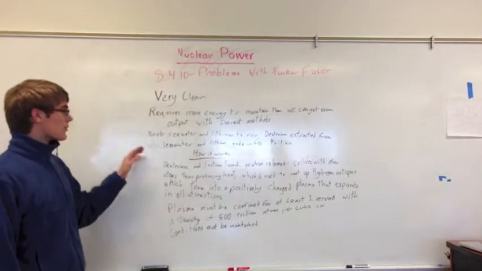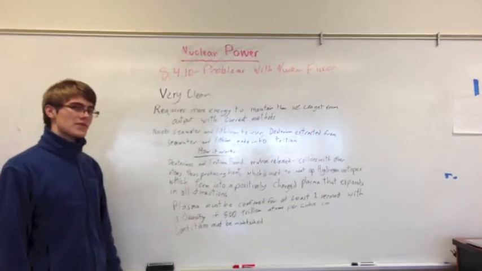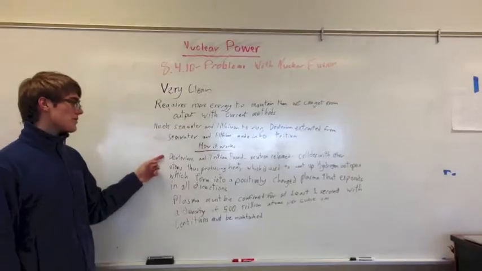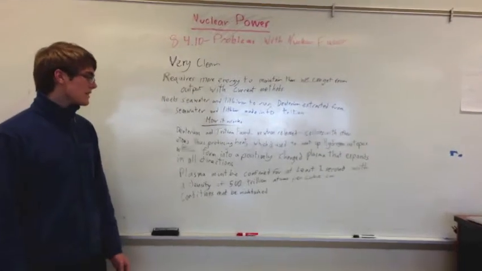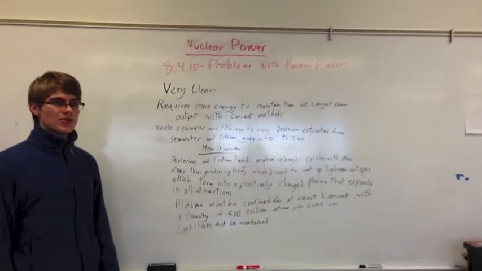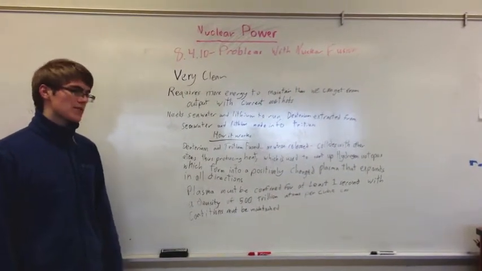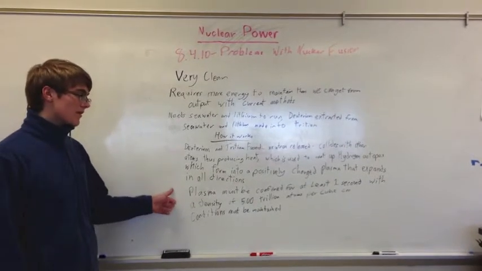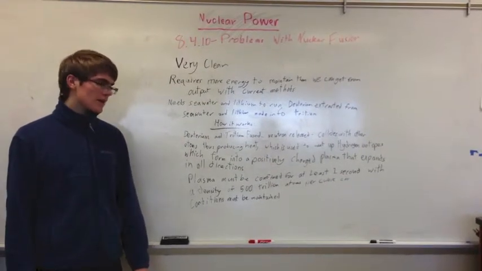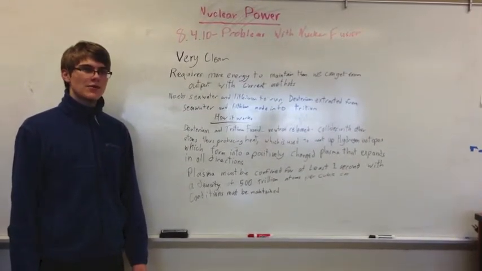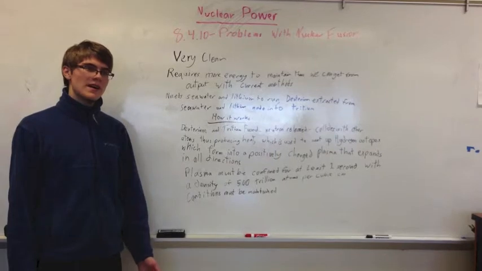To make it work, we need seawater and lithium. Deuterium is extracted from the seawater while lithium is made into tritium. These things are then fused, thus causing a neutron to be released. It collides with other particles to create heat, which is then used to heat up hydrogen isotopes. Those then form into a positively charged plasma that expands in all directions. The plasma must be confined for at least 1 second with a density of 500 trillion atoms per cubic centimeter, and these conditions must be maintained for the reaction to be beneficial because it is not a chain reaction, hence it cannot maintain itself.